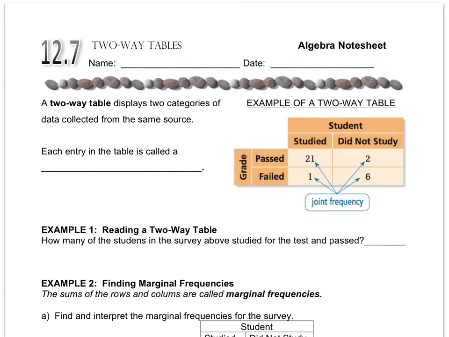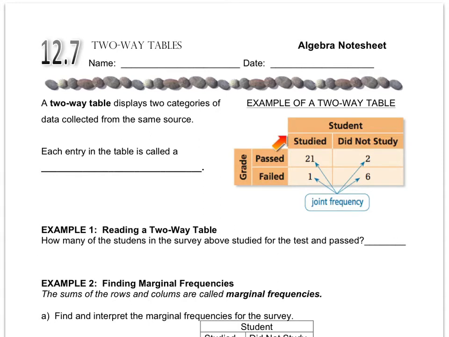There's one last type of graph that we use, and it's called a two-way table. It displays two categories, obviously two-way, that are collected from the same source. So, for example, in this two-way table, we took a survey and we asked people if they studied or they did not study. And then we also asked them if they passed or if they failed.